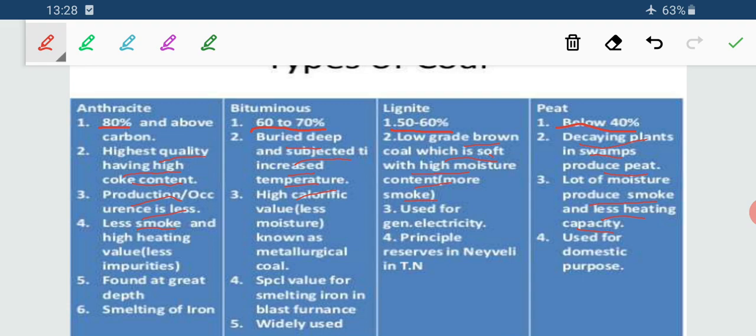Now the production and occurrence is less. Why? You have seen that the depth is needed, then the time is needed, and the degree of compression is needed. So it takes a huge time to develop the anthracite. Its availability is less, its production time is more. That is why its production and occurrence is less compared to bituminous.